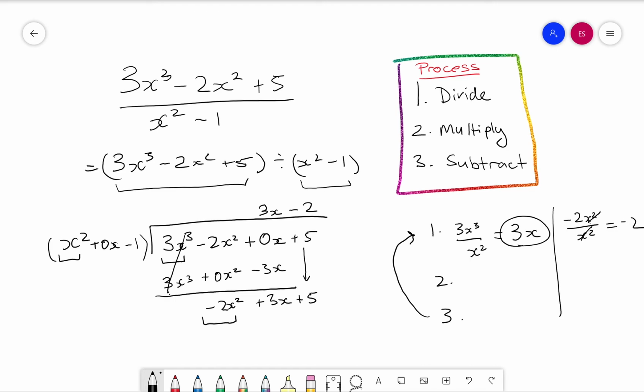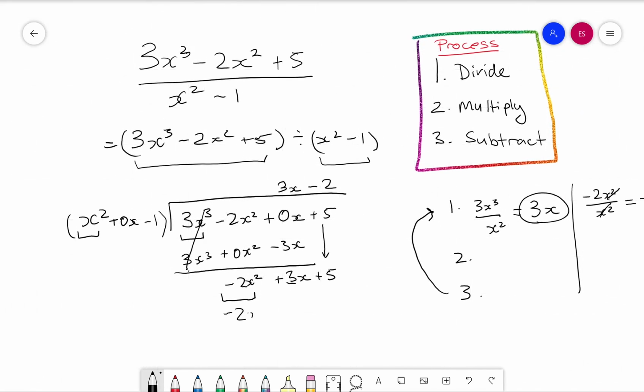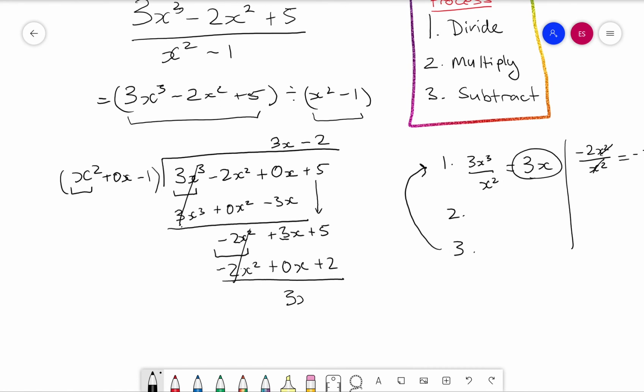So negative 2 times x squared is negative 2x squared. Negative 2 times 0x is 0x. And negative 2 times negative 1 is positive 2. So that's our step 2. And step 3 is we subtract. So these two will cancel out. 3x minus 0x is 3x. And 5 minus 2 is 3.